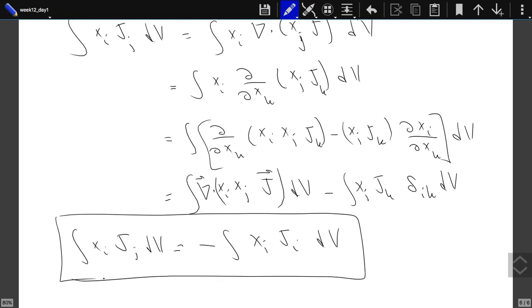Which basically tells me that if I take one coordinate, multiply it with one component of the position, multiply it with some other component of the current, if I change the components, ij to ji, the integral just takes a minus sign. Just one property of the current density, which basically follows from the fact that its divergence is 0. Now, this is another property that I will be using. That's why I derived it now.